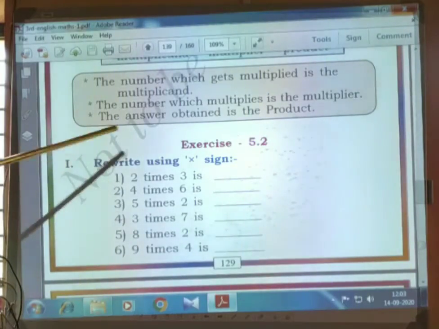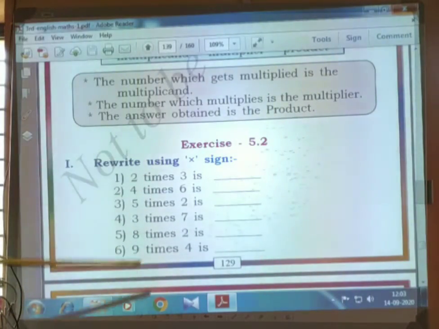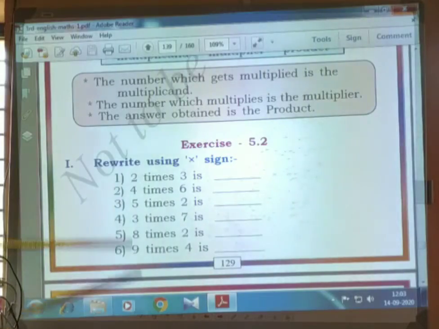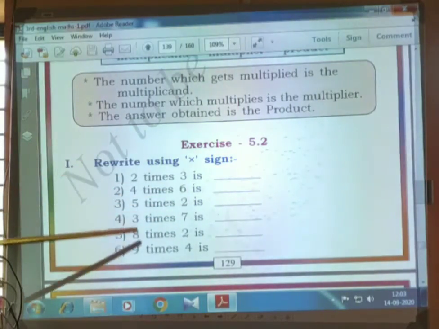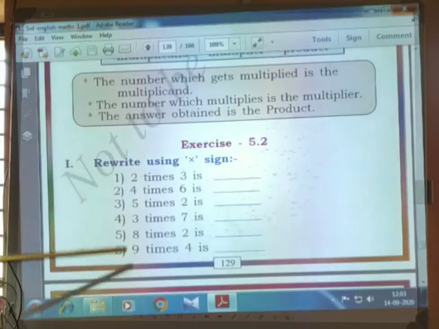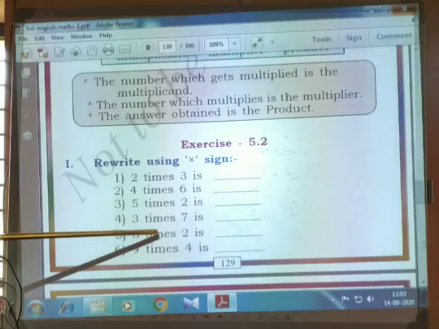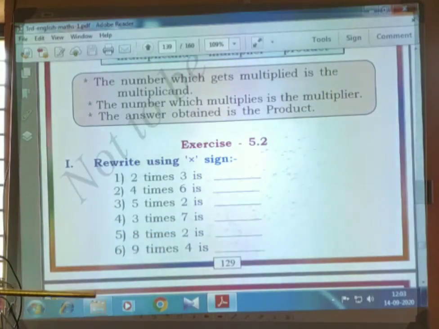Okay. Rewrite using into sign or multiplication sign. 2 times 3, how can you write? 3 into 2. Okay. 4 times 6, 6 into 4. 5 times 2, 2 into 5. 3 times 7, 7 into 3. 8 times 2, 2 into 8. 9 times 4, 4 into 9.